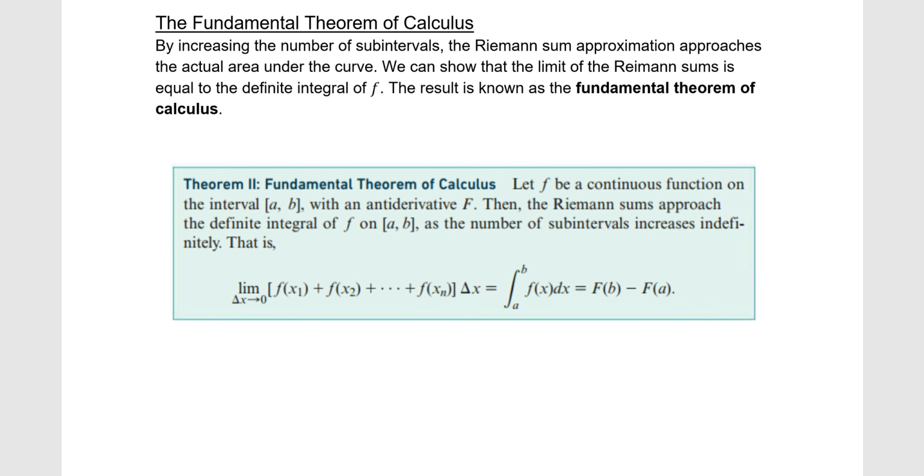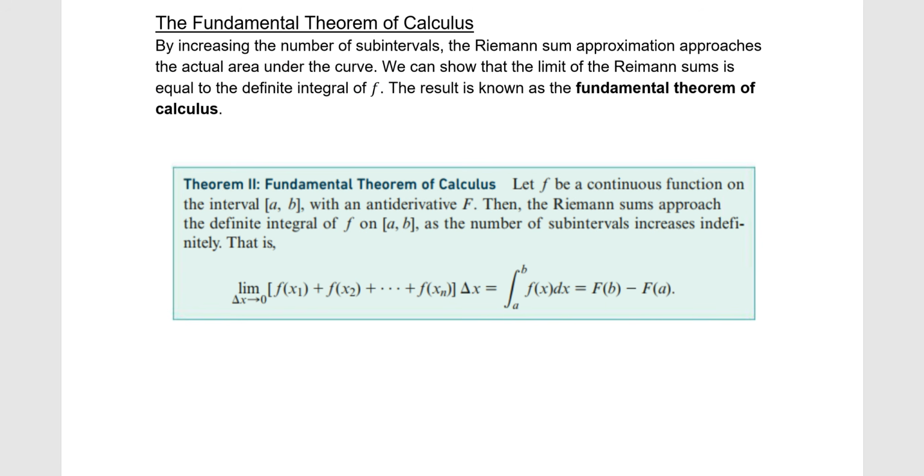So the last thing we're going to mention is actually very, very important, but we're not going to do too much with it. We're just going to kind of mention it, is the fundamental theorem of calculus. Anytime you hear the word fundamental theorem, you should know that it's important. By increasing the number of subintervals, increasing the number of rectangles that we use for the Riemann sum approximation, it's going to be a better and better approximation. That means it's going to approach the actual area underneath the curve. Anytime you have the word approach, you should be thinking limits.